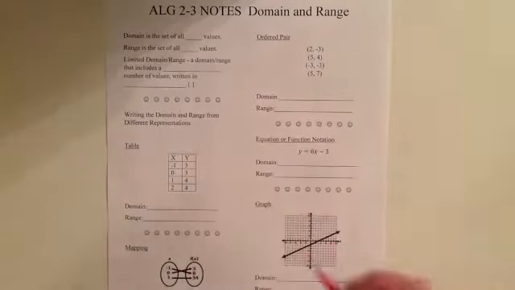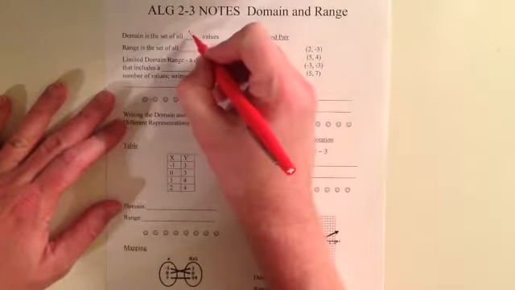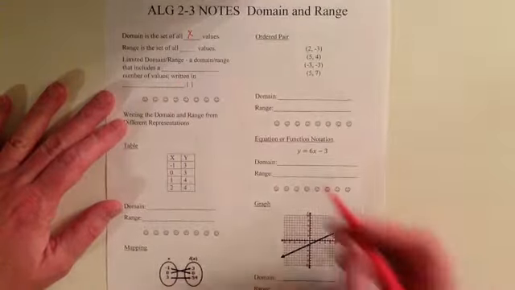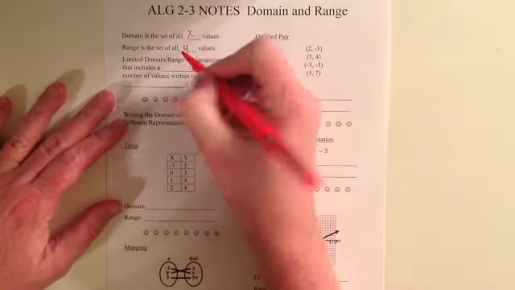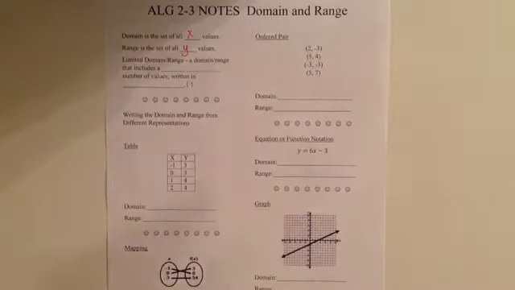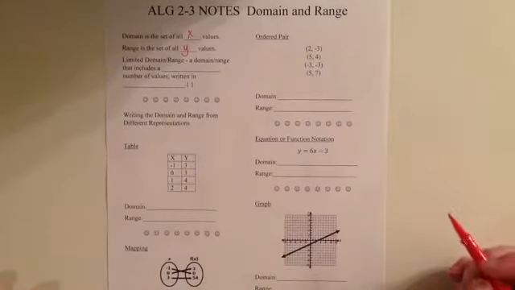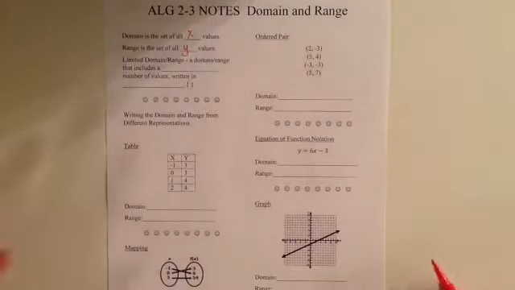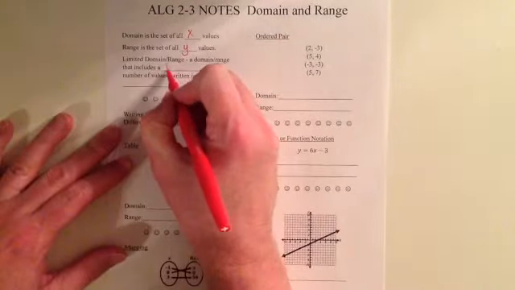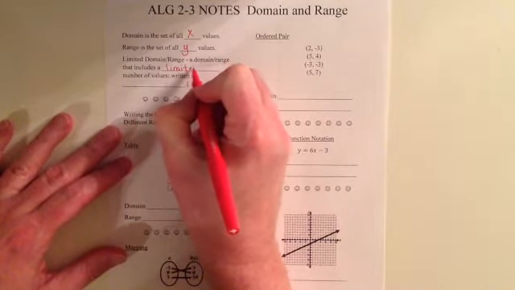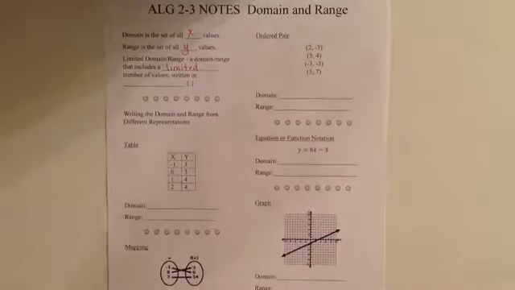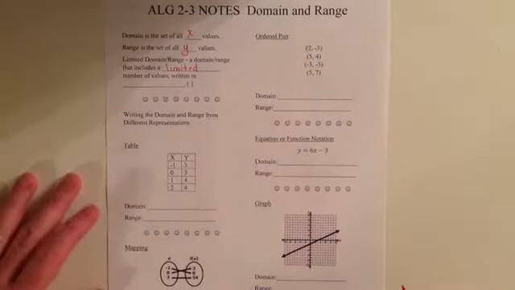First of all, domain is the set of all x values. And the range is the set of all y values. Okay, so we're looking for all the x's, all the y's, and all the different kind of formats. Now, there's such a thing as a limited domain or range. It could be a limited domain or a limited range. And that is a domain or range that includes a, you guessed it, limited number of values, meaning there's only a few.